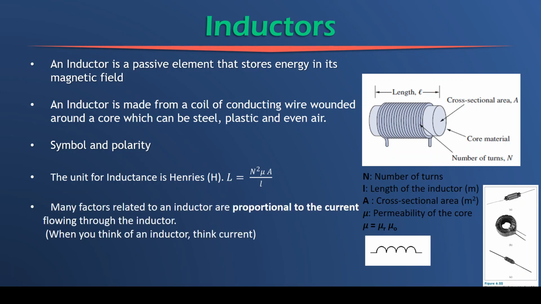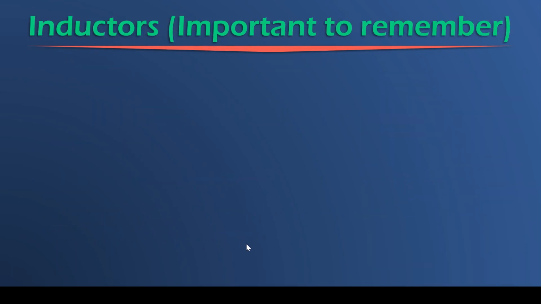There are many factors that relate to an inductor and that are proportional to the current flowing through the inductor. So typically when you think of an inductor, think current. Now, what are the equations that will be important to remember? The first one will be the voltage across the inductor. VL is L di/dt. So you see the dependence on the current there.